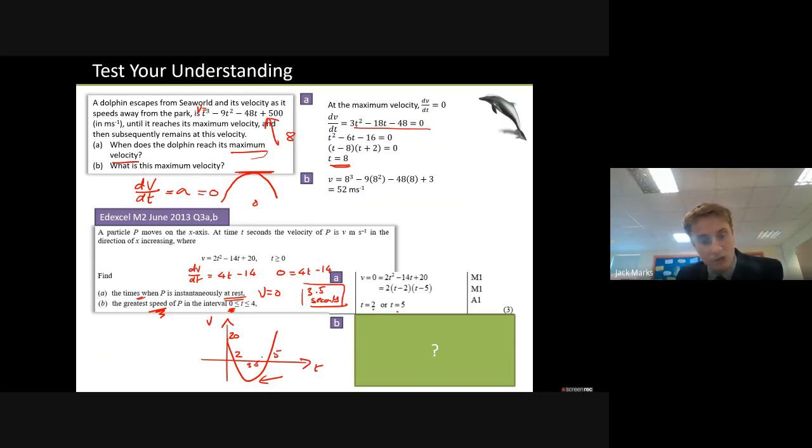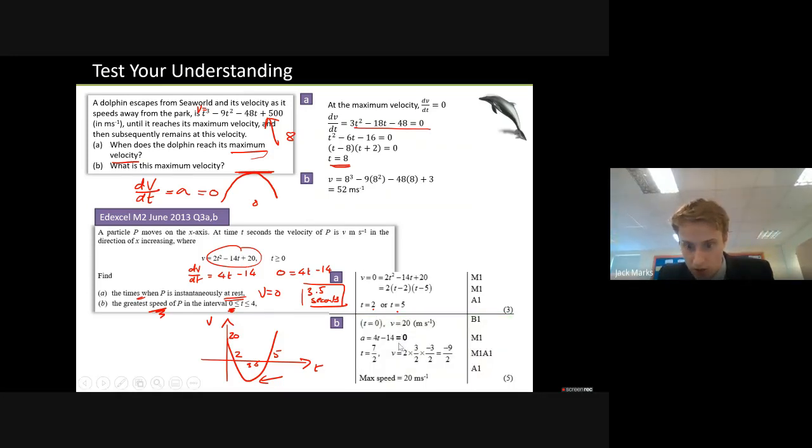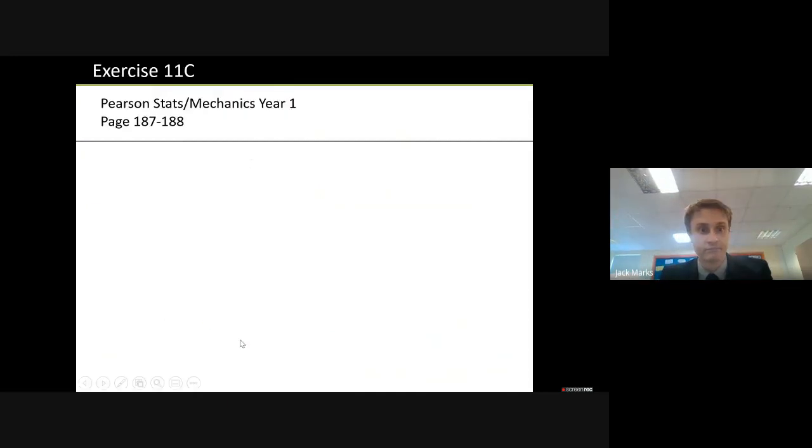I could have used the symmetry of the points as well. Put that one back in there and find out the number, and then we just need to know, is it more or less than 20? So it is less than 20. It's minus 4.5, so it's not big enough. So 20 is the biggest speed throughout there. It's the biggest speed out of the positive and the negative. Okay, 11C is the exercise now to have a go at in the book.